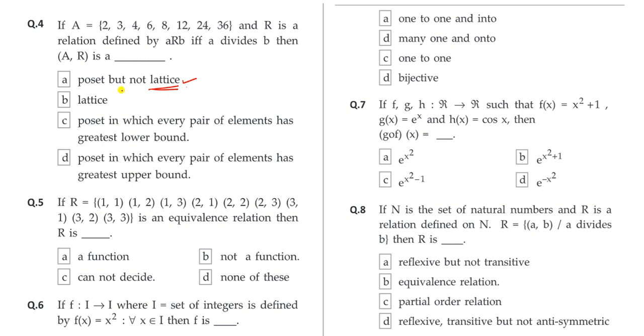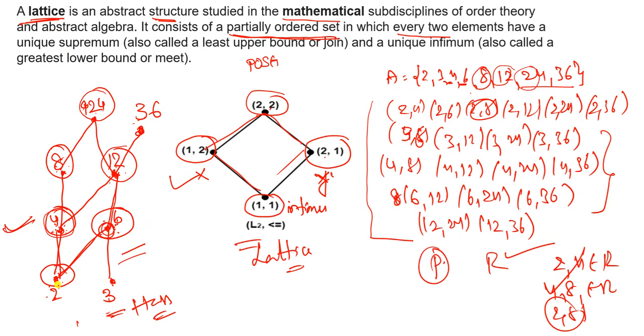So what is the first option? A is a poset but not a lattice, and B is a lattice. A poset in which every pair of elements has a greatest lower bound. Check: here for 2 and 3, the upper bound is there but there is no lower bound, so it is not a lattice. Here for these two elements there is an upper bound and a lower bound, and for these two elements also there is an upper bound and a lower bound. Good, but here for 2 and 3 there is no lower bound, so it is not a lattice.